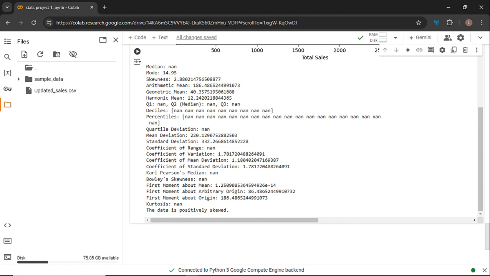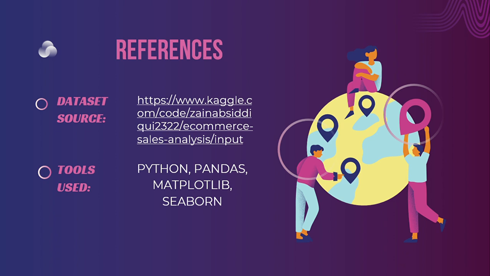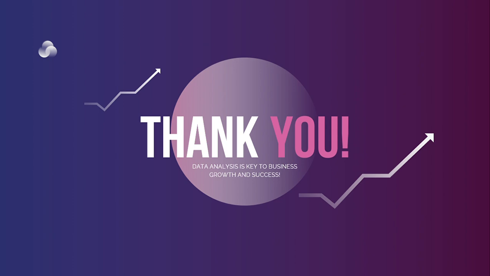So now you can see here's the reference slide. I've taken the dataset source from Kaggle, that was the e-commerce sales analysis, and the tools that I've used in it are Python, Pandas, Matplotlib and Seaborn. So in conclusion, this project demonstrates how statistical analysis and visualizations can uncover important trends and insight from sales data.